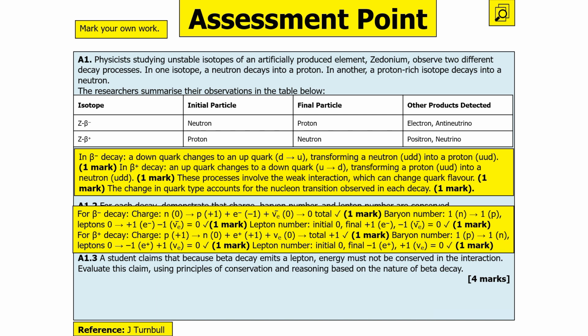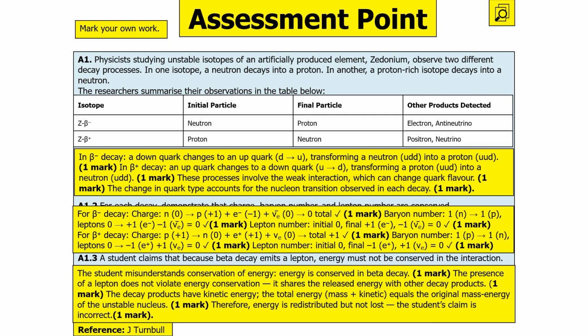Then the final part, the student misunderstands the conservation of energy. Energy is conserved in the beta decay. The presence of a lepton does not violate energy conservation, it shares the released energy with other decay products. Now the decay products have a kinetic energy, so the total energy of both the mass and the kinetic equals the original mass energy of the unstable nucleus. So the energy is being redistributed but not lost. The student's claim is incorrect.